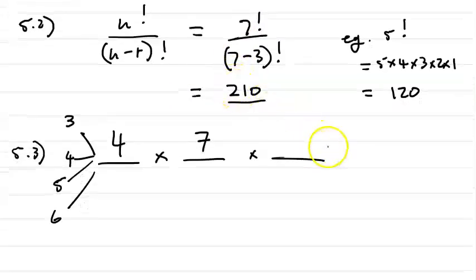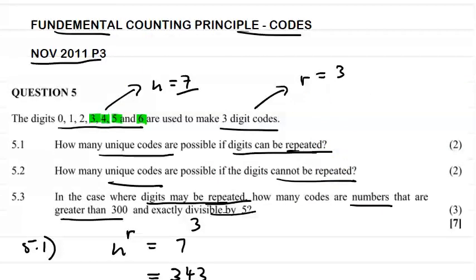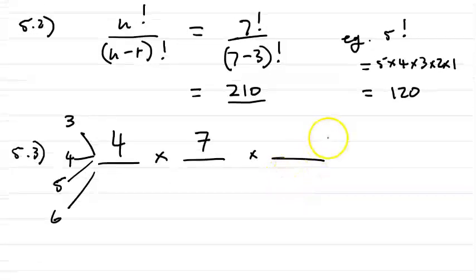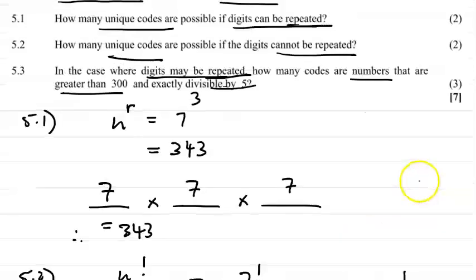So for divisibility by 5, if we go back to our numbers, we can clearly see that we have a 0 and a 5. So therefore, numbers which end with a 0 or a 5 are divisible by 5. So that's 0 and 5. So we've got 2 digits to choose from there. But in this question, they tell us that the number must be greater than 300.